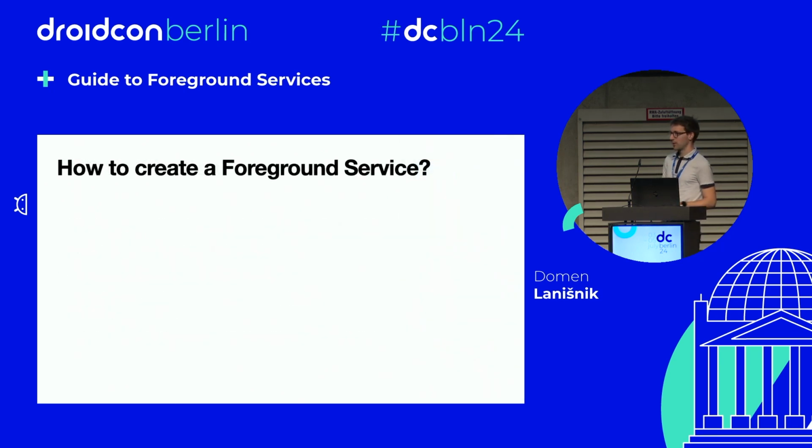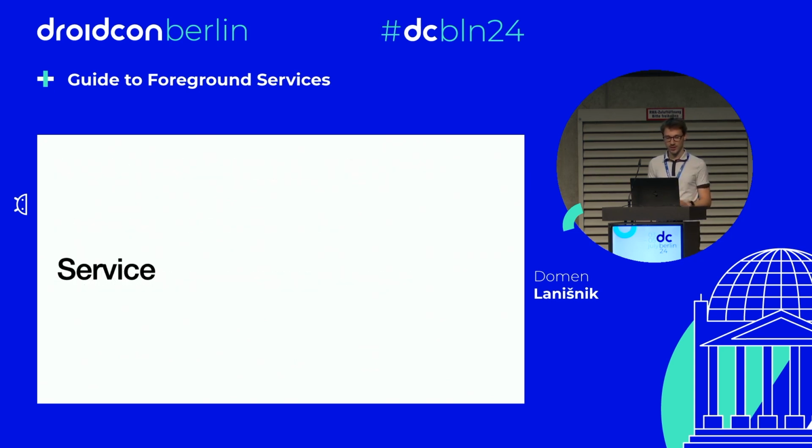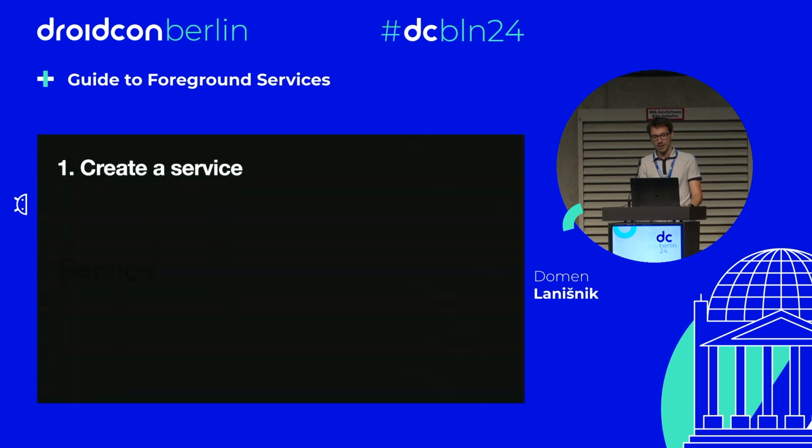So how do we actually create a foreground service? Well, the first way, which is the most traditional one, is to create a service and then call startForeground to elevate it to a foreground service. And then a new way is you can use Work Manager to define a long-running worker by also calling startForeground. Both of these approaches are valid. So first we'll take a look at the service one.